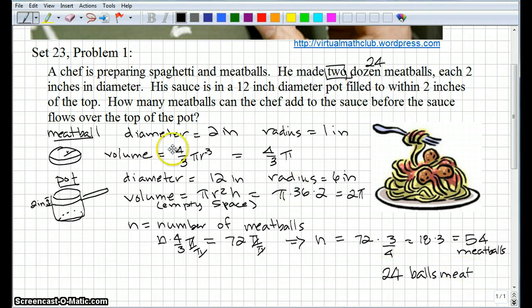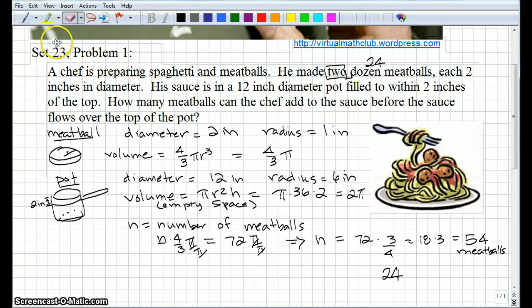Balls meat, what? I'm thinking backwards here. Whoa, okay, I don't know where that came from. I meant to write, I'm losing it today.